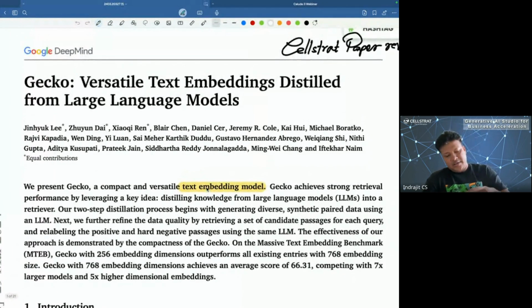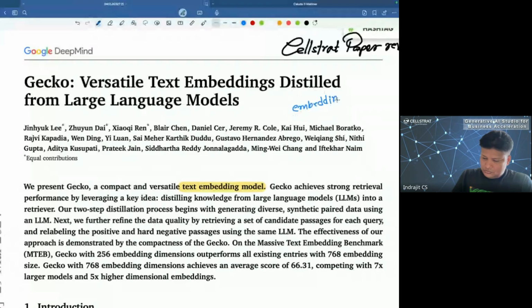Before I go into Gecko, we have all seen different embedding models, and I think all of us are aware of what an embedding is, right? Can anyone quickly tell me what an embedding is? Maybe we can ask this question in this way: what is a vector? And that vector actually creates embeddings.